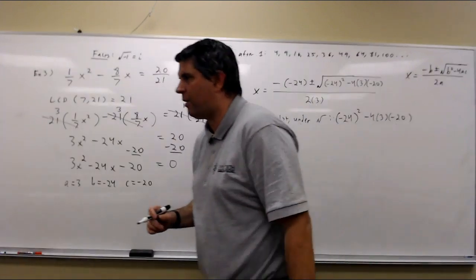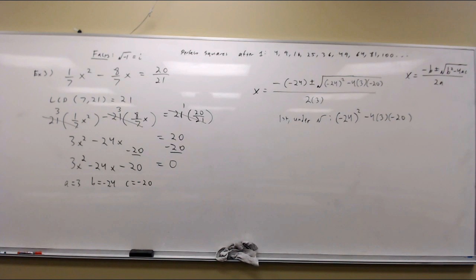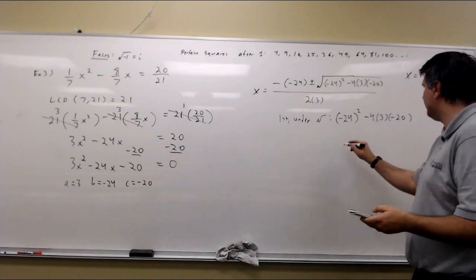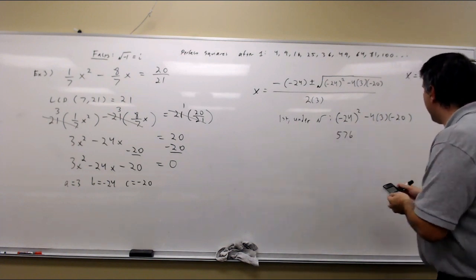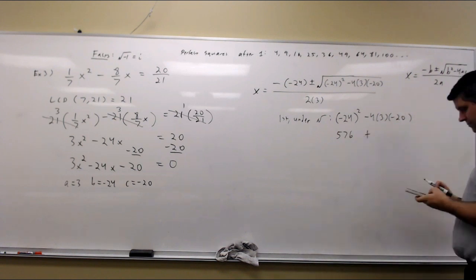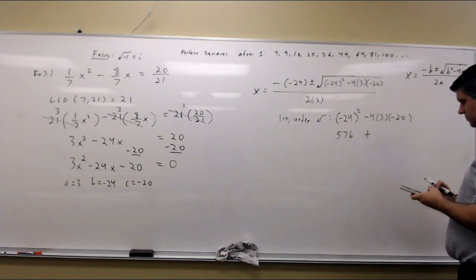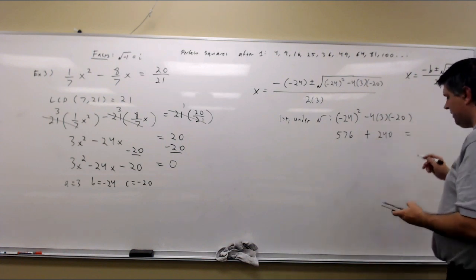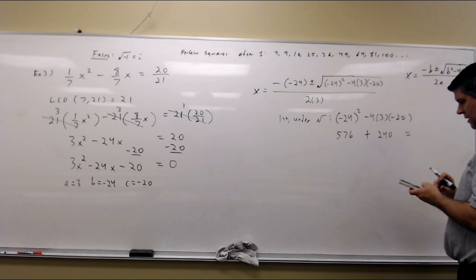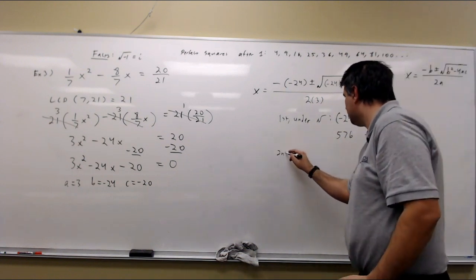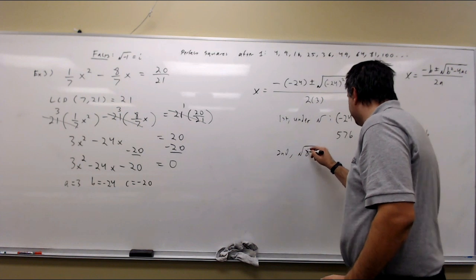Okay, so I don't remember off the top of my head what 24 squared is. Negative 24 squared, it's got to be the same. 576. There's actually 2 minuses here, so this will be a plus. 240 gives me 816. Okay, second, the square root of 816.